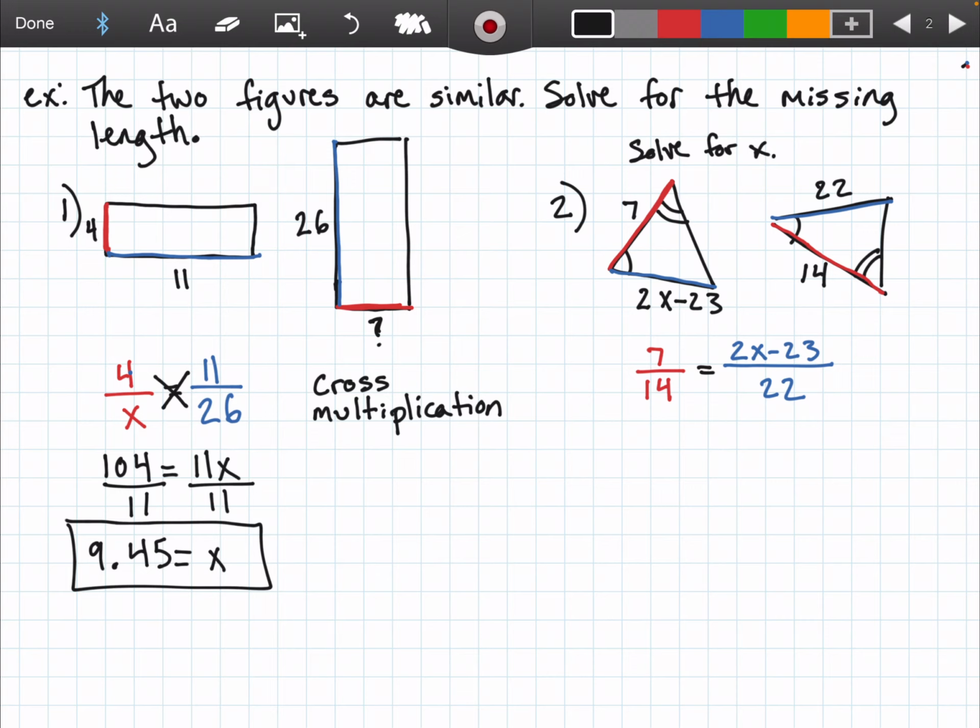There are a few ways that you can do this. You can cross multiply from here and solve that way. I can also look at this ratio and say, well, I know that that has to be 1/2. And so that tells me that to get from 7 to 14, 7 to 14 was a times 2, which means that 2x minus 23 to get to 22 was a times 2. So that tells me that 2x minus 23 has to be 11, because that's what you have to multiply by 2 to get to 22. Or I could have cross multiplied from there. I'm just showing you different ways. 2x equals 34, so I get x as 17.